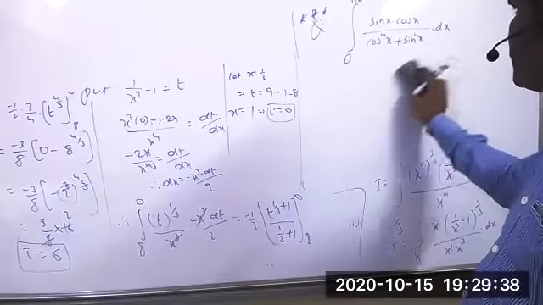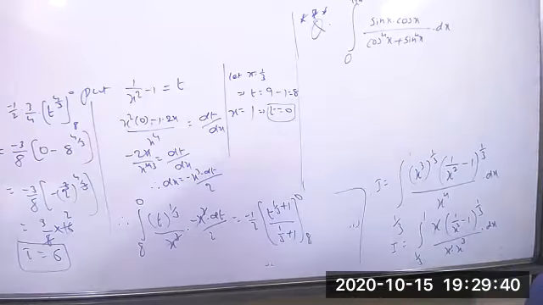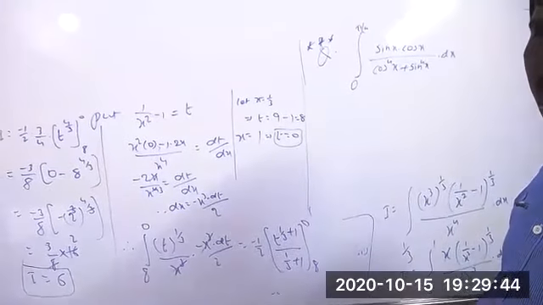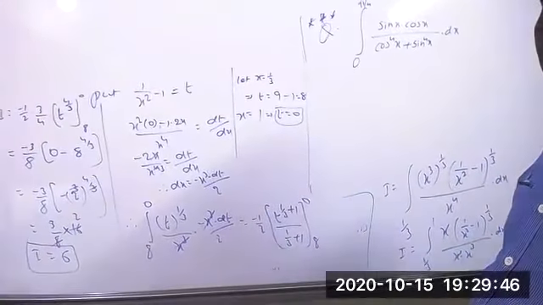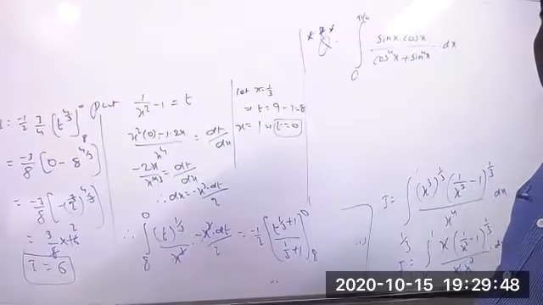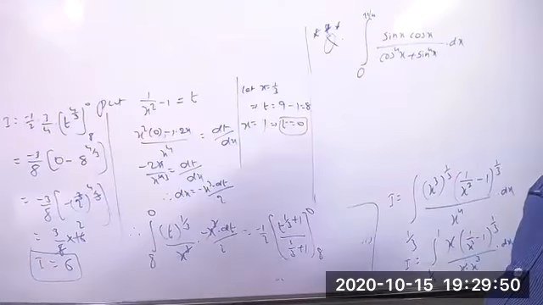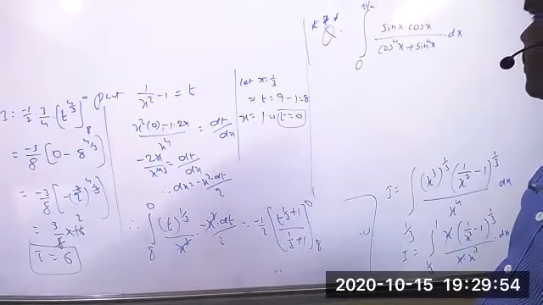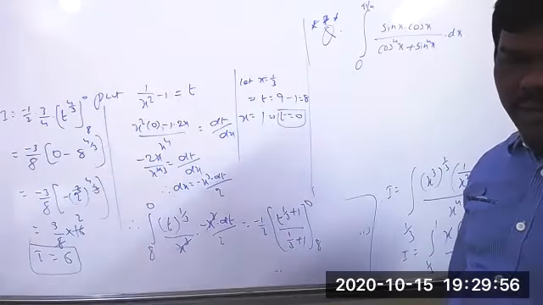Sir, what are the limits, sir? 0 to pi by 4. Okay. Sin x into cos x by cos power 4x plus sin power 4x into dx.